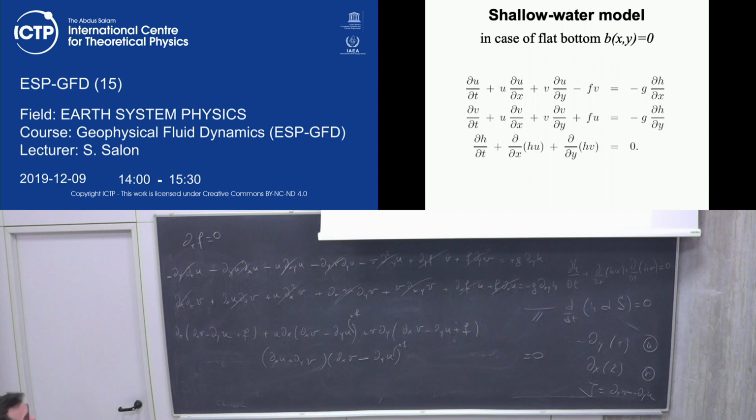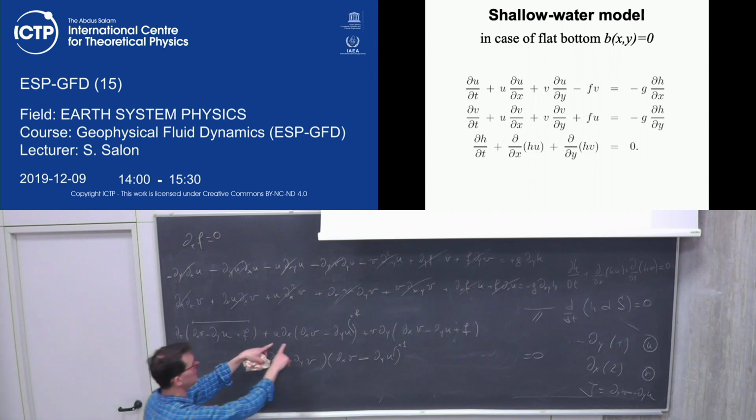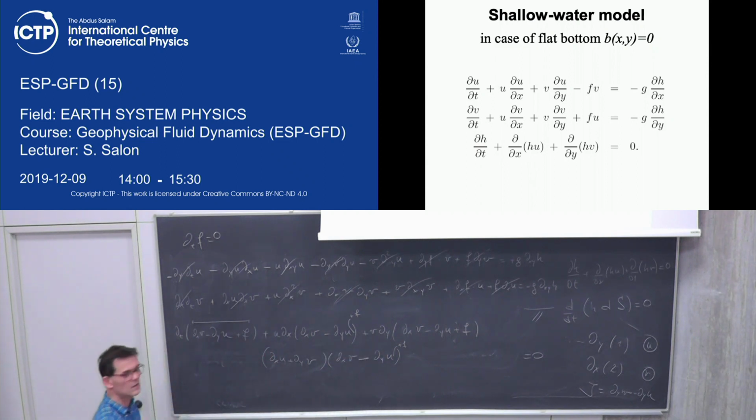Okay, so what we have? We have an expression which is dxv minus dyv du plus f, the same, which is here with the local derivative in time, here with the advection, and here multiplied by the horizontal divergence or convergence. So what we have is equal to 0.